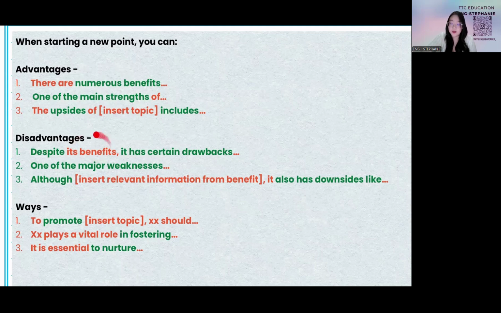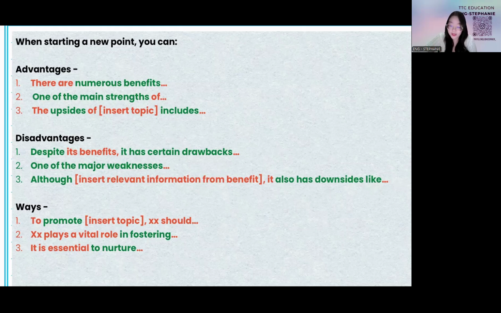Disadvantages are, despite its benefits, it has certain drawbacks, because usually we will always talk about positive things first before we talk about the downside, right? One of the major weaknesses, although technology can be effective for us, it also has downsides, like that you can start writing.